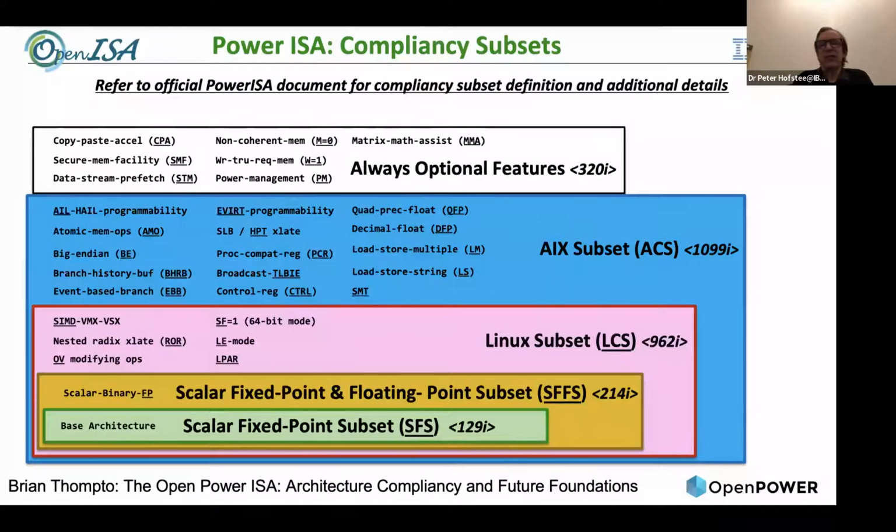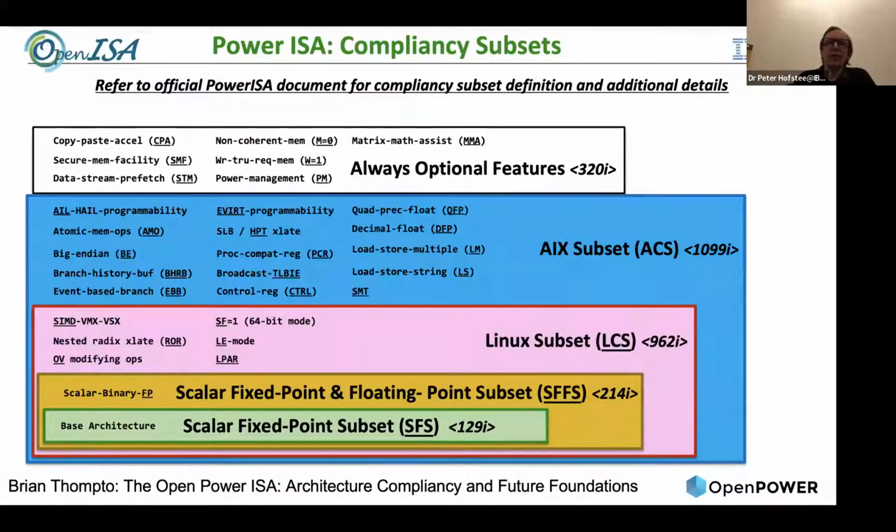Things that have to do with translation support. The little endian mode is required to be supported in the Linux subset, because our main Linux distribution is actually little endian these days. Support for logical partitioning, which is our architecture to create hardware virtual machines.